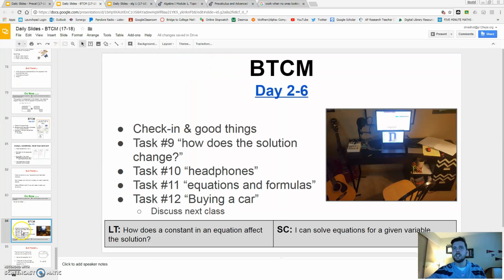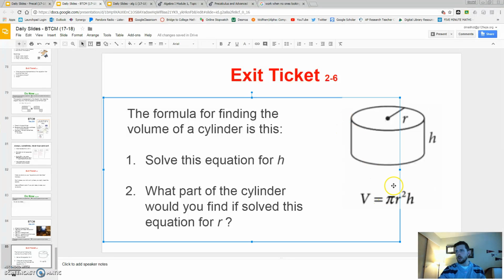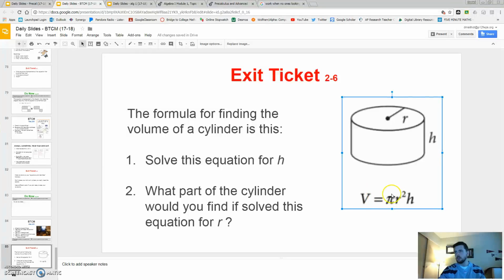So here is your exit ticket, all right? The formula for finding a cylinder is right here on the bottom. Solve it for H, so H equals something. And then if you solved it for R, what would that be? Don't do it. I mean, you can if you want. But if you did, what would that mean in the context of this problem, all right? Do your exit ticket. If you have time left, work through task 12. We'll talk about it next time.